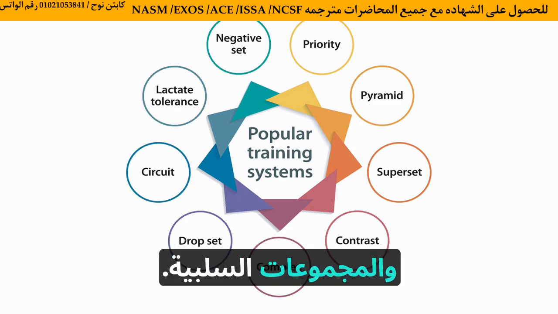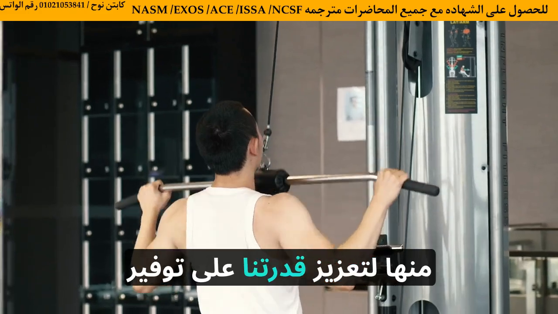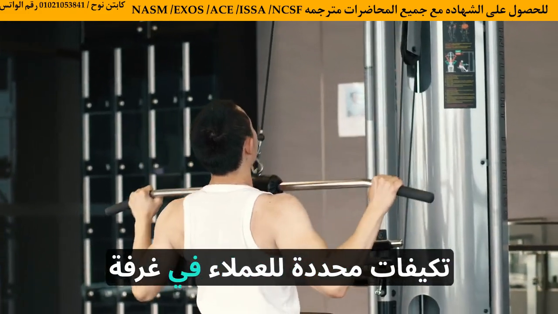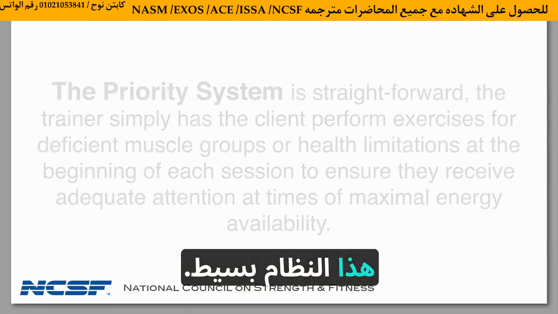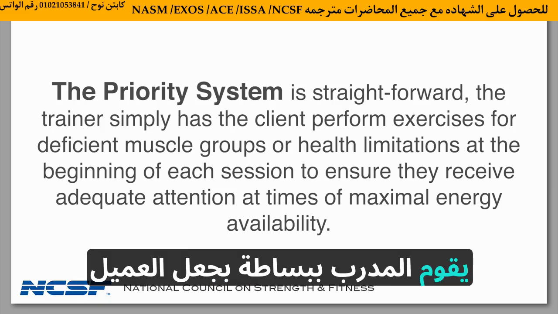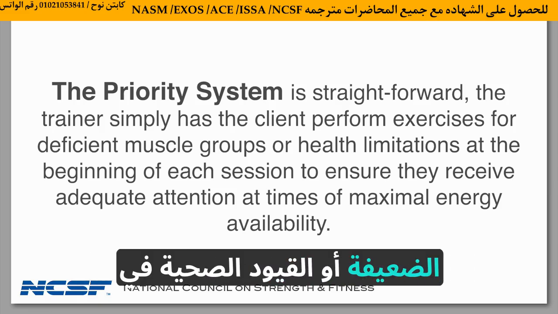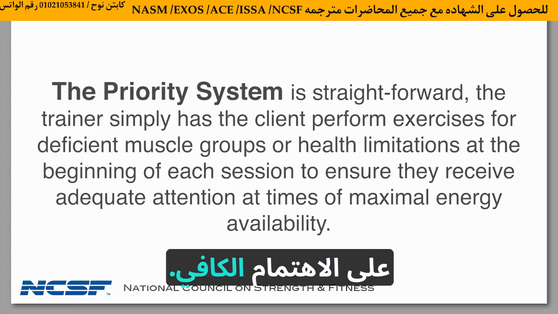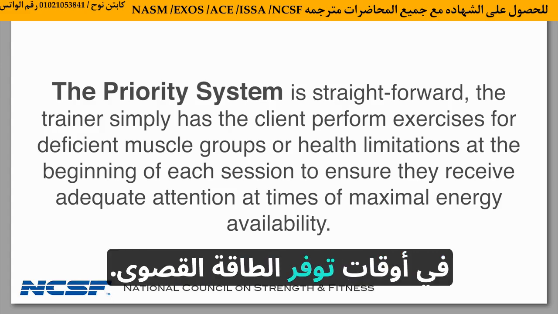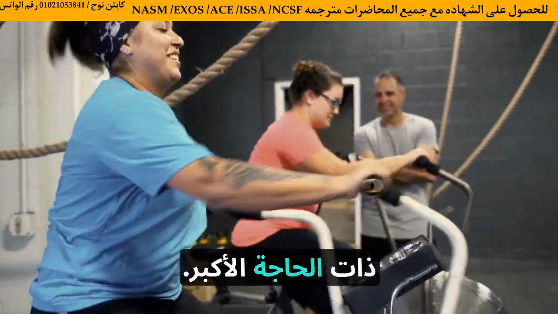Let's take a quick look at each to enhance our ability to provide specific adaptations for clients in the weight room, starting with the priority system. This system is straightforward. The trainer simply has the client perform exercises for deficient muscle groups or health limitations at the beginning of each session to ensure they receive adequate attention at times of maximal energy availability. The areas of greatest need are given priority.